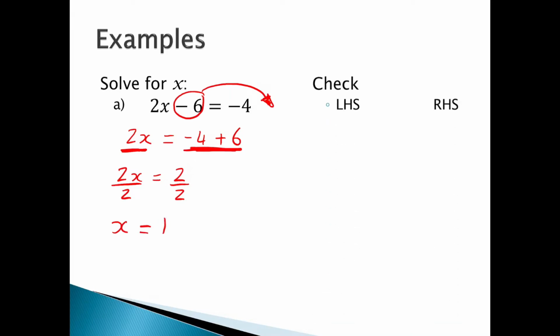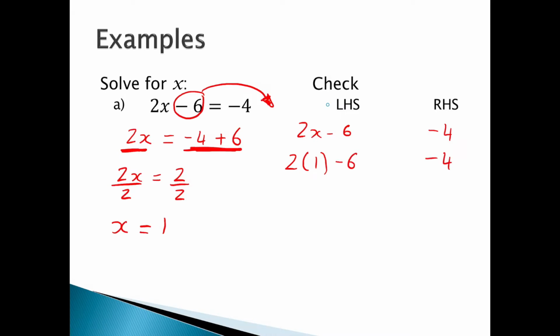Now what we're going to do is a check quickly to see if our answer is correct. So we're going to look at the left hand side of my equation, which is the 2x minus 6, and then the right hand side of the equation, which is the negative 4. So in the place of x, we're going to substitute our answer into it, and our answer that we got was 1. So now we open it up. So 2, open up our bracket, 1, close our bracket, minus 6, and we're going to keep that negative 4 on the right hand side there.